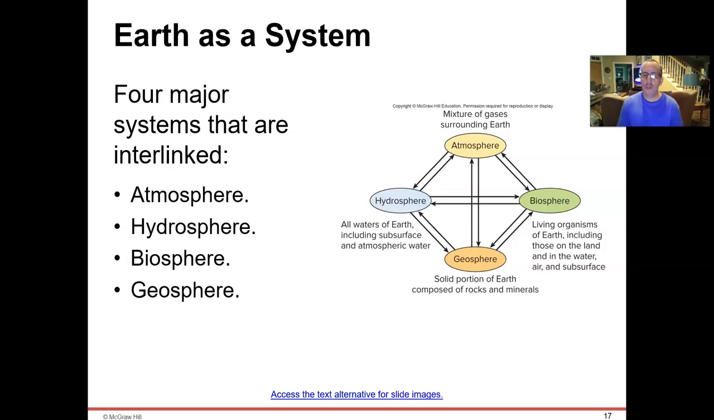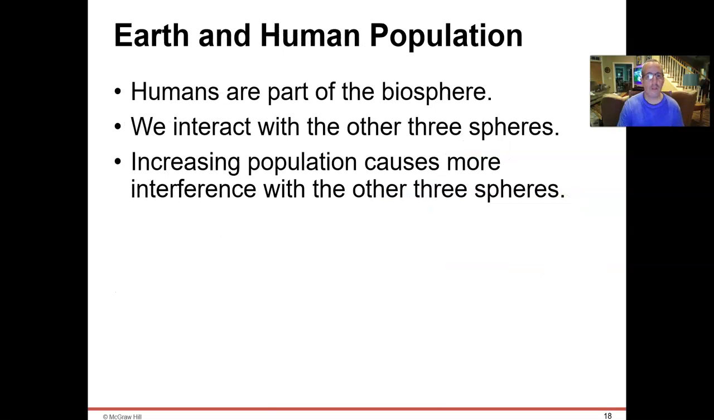The atmosphere, obviously, is the air and the atmosphere around the earth. And then we have the biosphere, which is all life on earth. That's the biology of earth, the life that exists, which we are a part of. So, again, I'm just kind of looking at this.